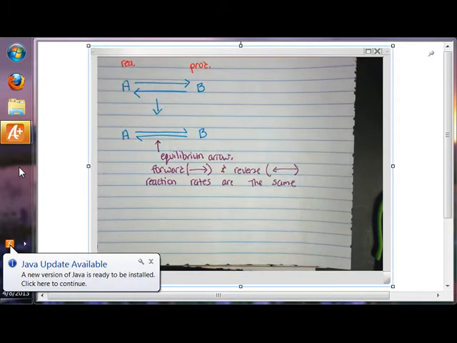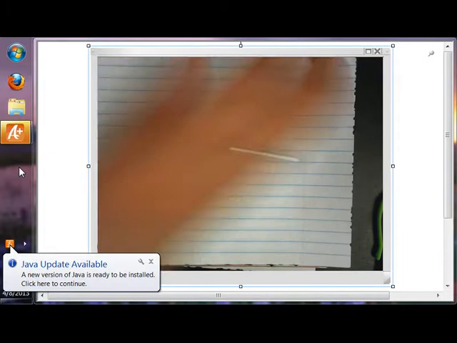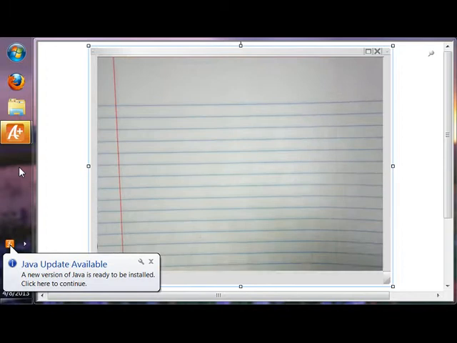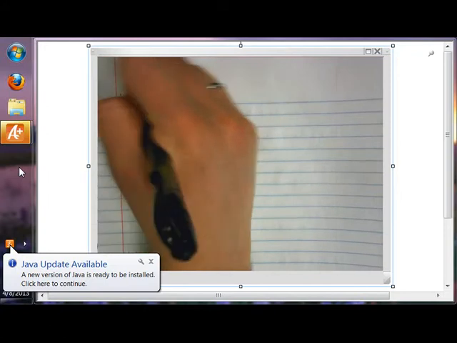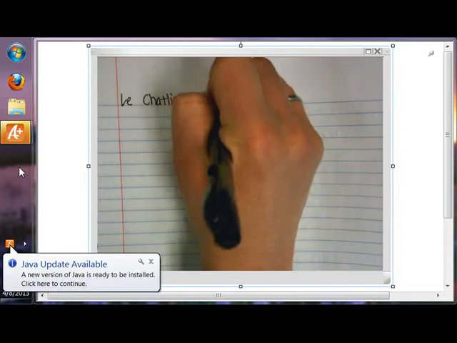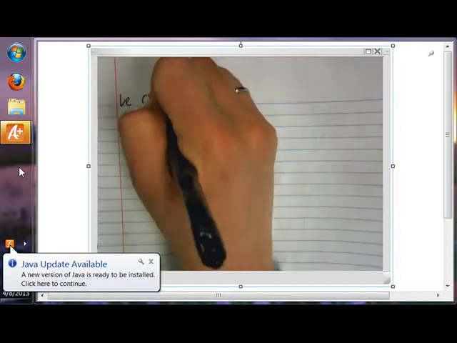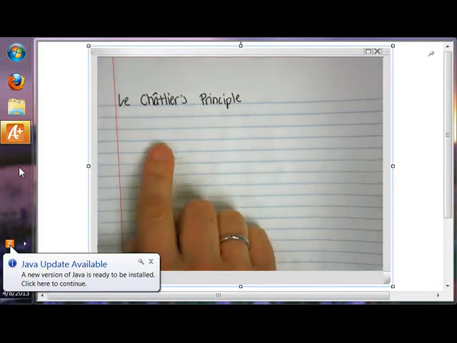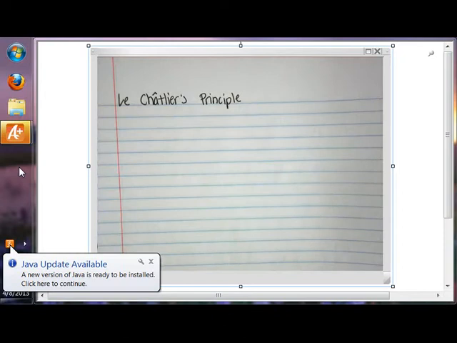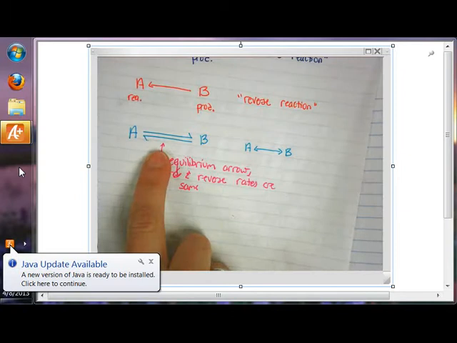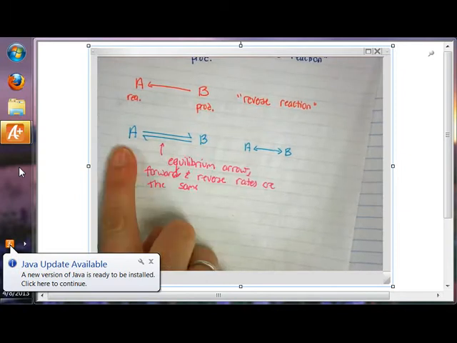So next thing, you're going to need a full page, not half a page. So flip to the next page. And we are going to title this section Le Chatelier's Principle. There's a little hat over the A. Okay? So Le Chatelier's Principle has to do with this idea of equilibrium. A goes to B and B goes back to A.